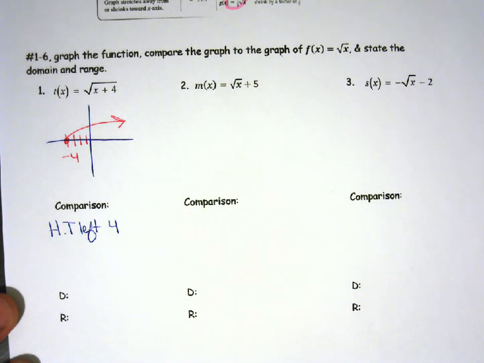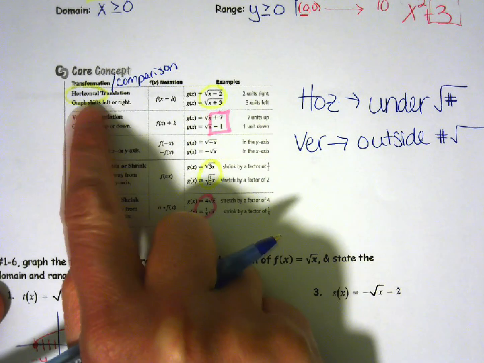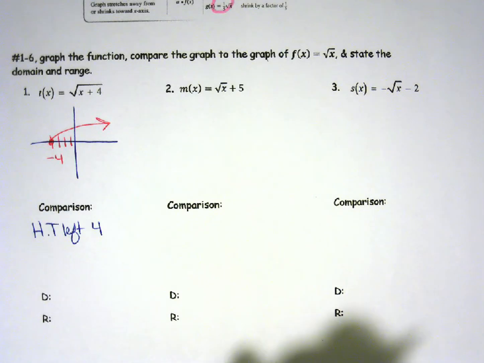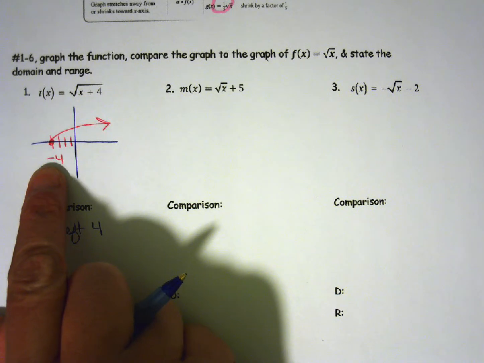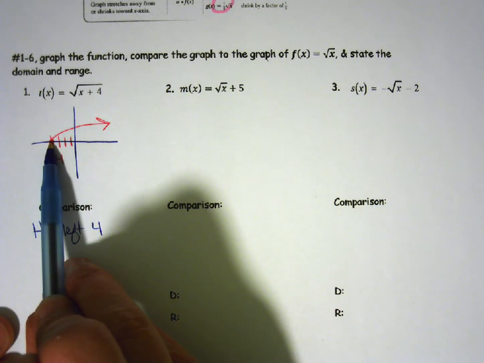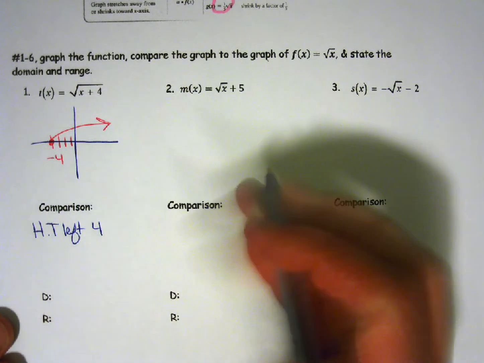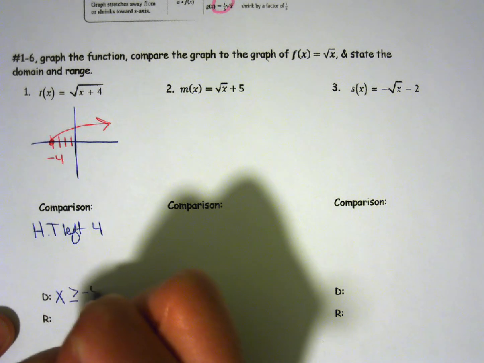That's what they want you to say. And I'm getting that right from here. So see how it's a horizontal translation. And then it moved left 4. And now if we look at our domain, notice it's starting at -4 and it's getting bigger. So it's going -4, -1, 2, 7. It's getting bigger. So we're going to say x is greater than or equal to -4.